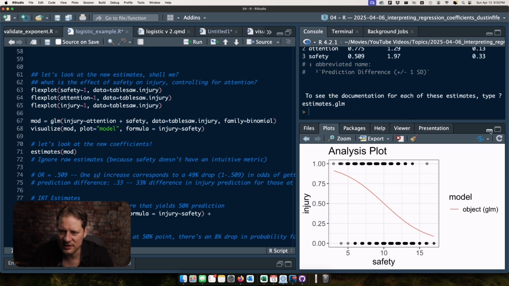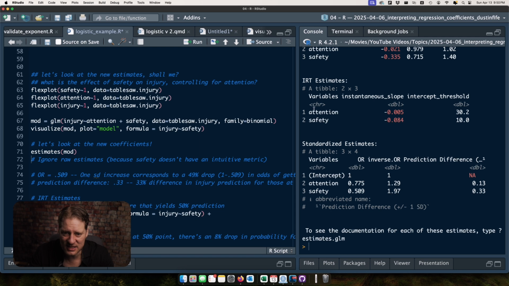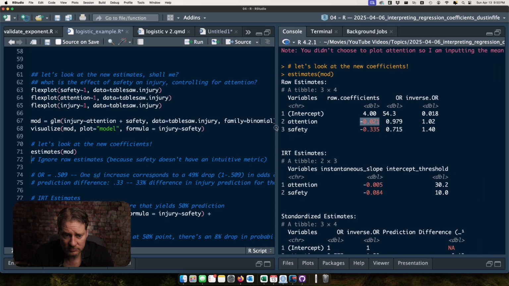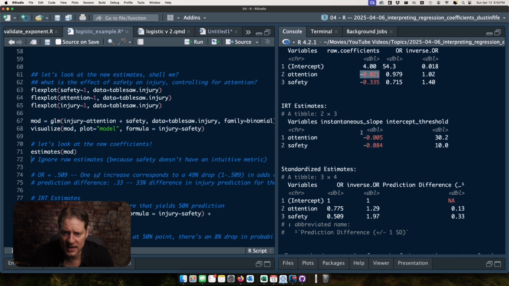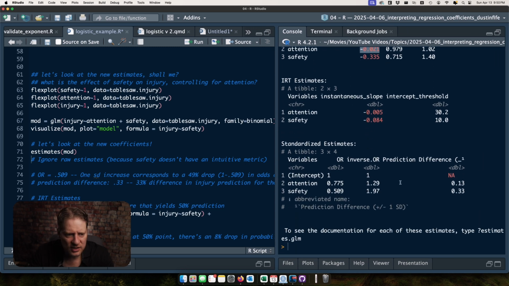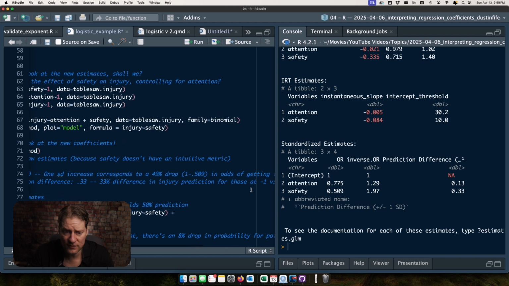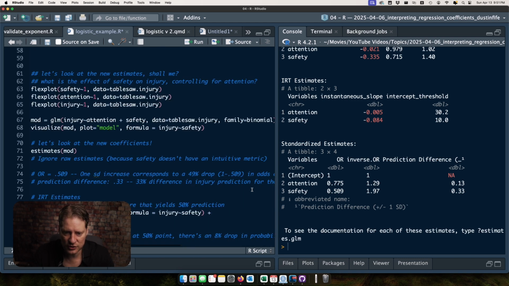For some of these, I'm going to ignore the raw, unstandardized estimates, because safety is an arbitrary scale. Instead, we'll start with the standardized estimates. We've got an odds ratio of 0.509. What is that telling us? That a 1 standard deviation increase in your safety score corresponds to a 49% drop, which is 1 minus 0.509, in the odds of getting injured.